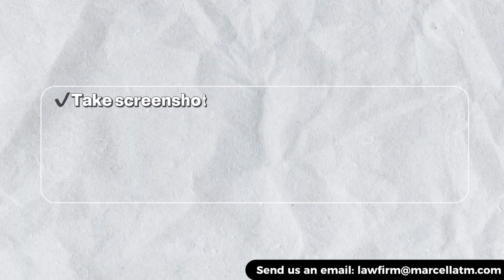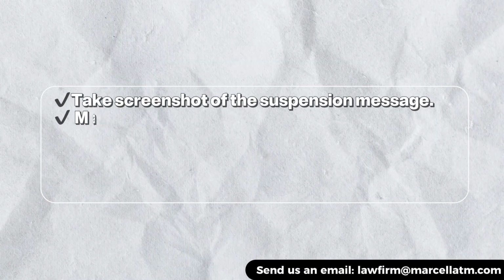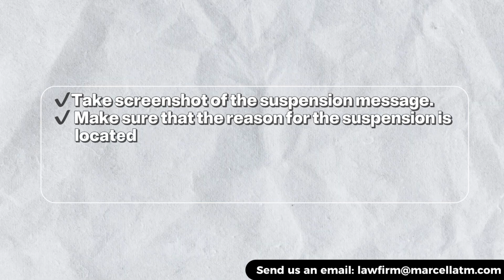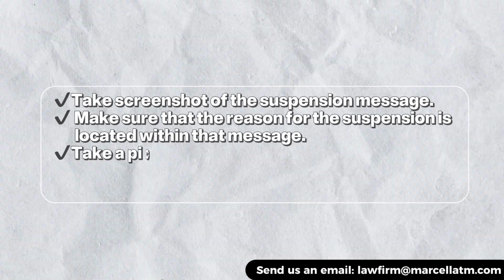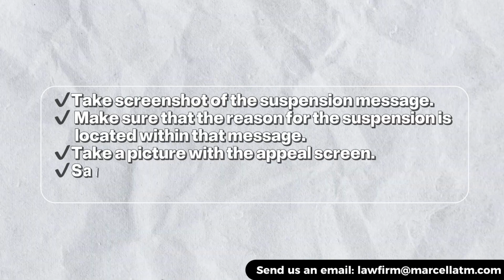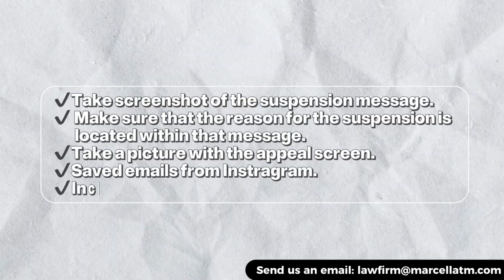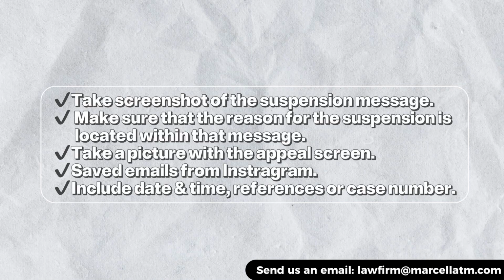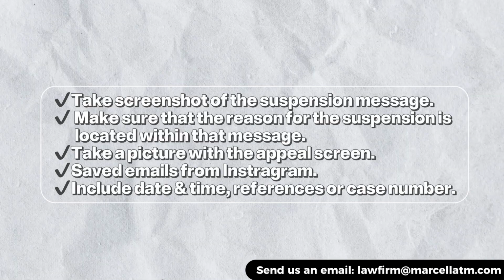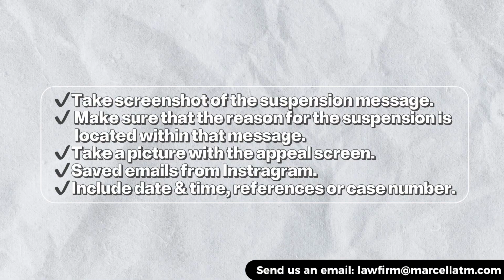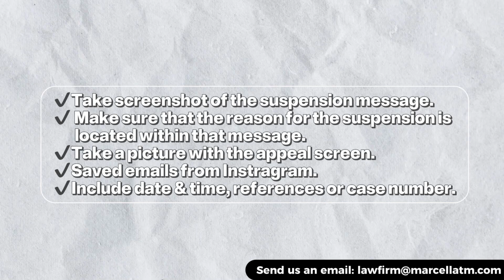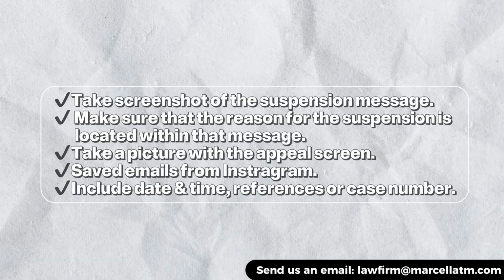Number 1, take screenshots of the suspension message. Make sure that the reason for the suspension is located within that message. You need to take a picture of the appeal screen. What about emails from Instagram? Do you have those? Make sure you save them. They should include dates and times. Include any references or case numbers. Do not rely on your memory. Keep all of this information in a folder in your phone or on your computer. Make sure everything stays together.